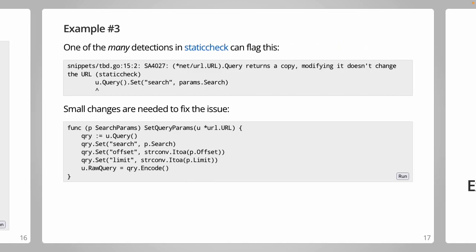So staticcheck, which is an excellent linter, which has many detections. One of the detections is for this problem, and it will clearly tell you that when you call Query, it returns a copy, and modifying it doesn't change the URL. So the way to handle that is to instead take out the query, set the query parameters, and then encode it and set it back into the URL instance. So if we do this, then the URL should be as we expect.